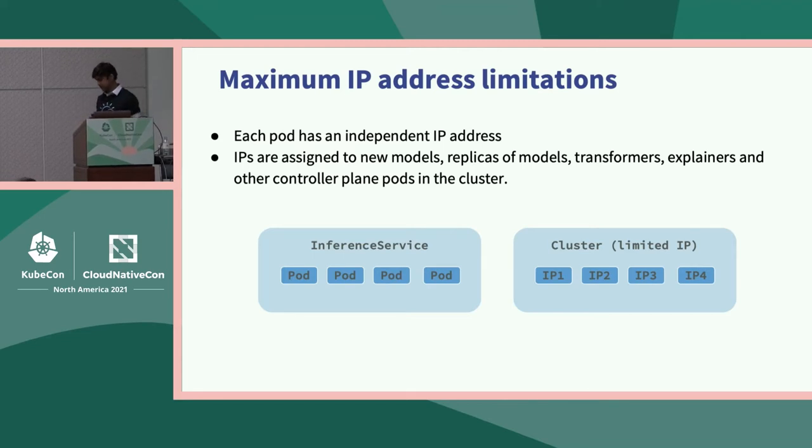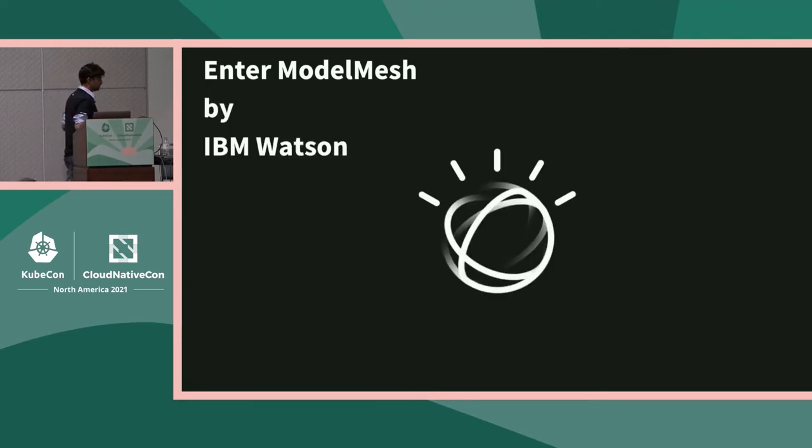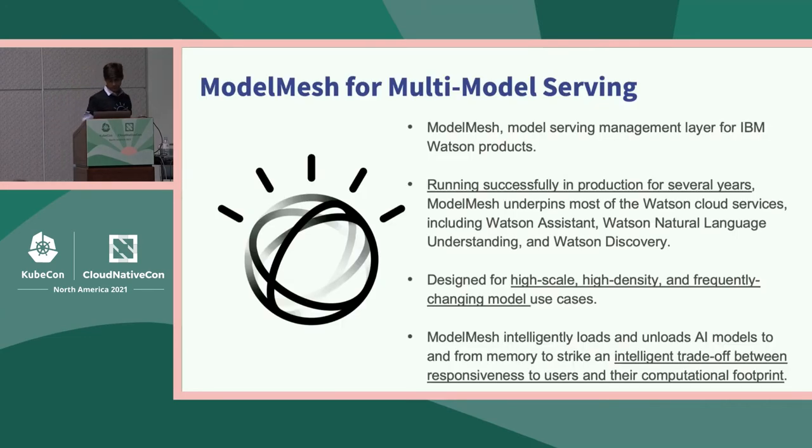So many of these scalability issues we started seeing at very, very huge numbers, at much larger scale. So essentially, that's where Model Mesh comes in. Model Mesh is a platform which has been running inside IBM Watson for quite a few years now, and it is actually the backbone which serves a lot of the Watson models. For example, Watson Speech to Text, Watson NLU, which is Watson Natural Language Understanding, Watson Discovery. So it has been in production for quite a few years, and it's essentially the de facto model serving management layer for IBM Watson products.